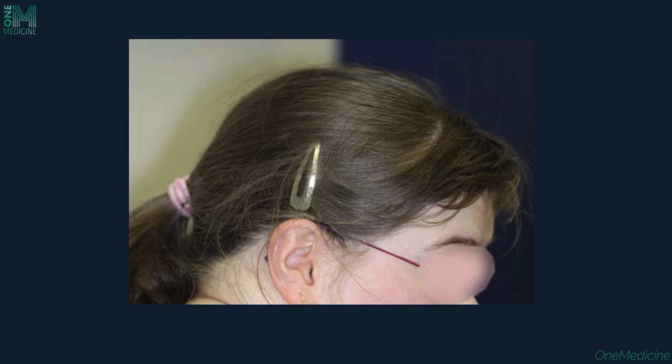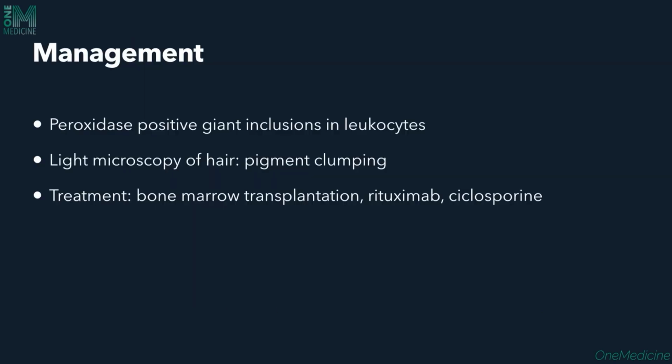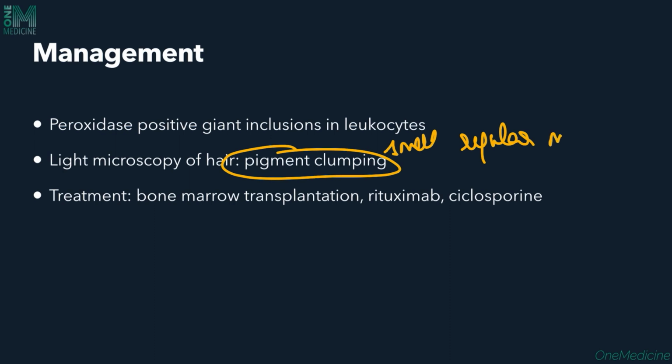So here is a child with Chediak Higashi with Piebaldism who was treated. Look at it as albinism features. Peroxidase positive giant inclusions in leukocytes are seen. Light microscopy will show pigment clumping. There will be small regular melanin clumping inside the hair shaft here. Most important treatment is to give bone marrow transplantation and then rituximab, cyclosporin.